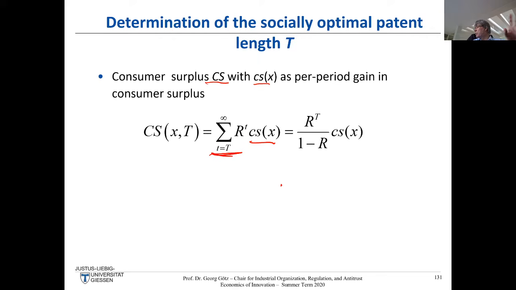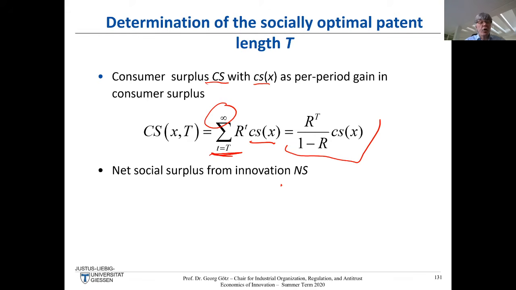Previously we had no infinite series because the profit stream was over after 20 years. Here it only starts in year 20 that consumers gain, and it goes on until infinity. And that's just the value you get for this series. Then, of course, we want to maximize total surplus, and total surplus here is just the gain from having this innovation, and we call this net social surplus.